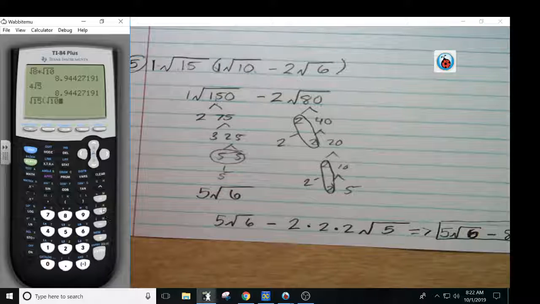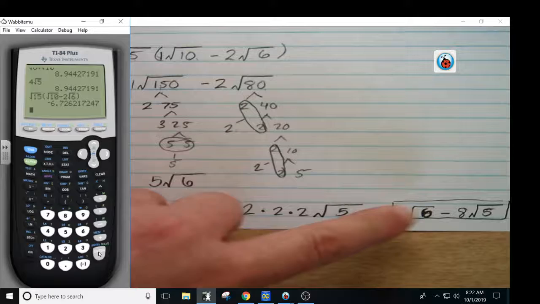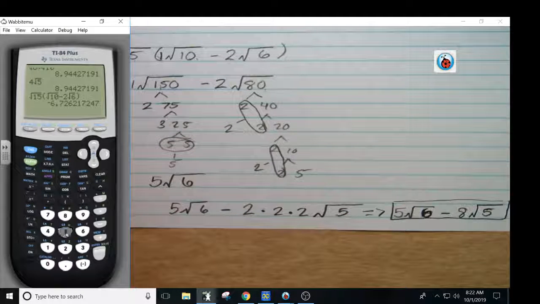So minus 2 square root of 6. All right, so I put that in there just like I see it. Press enter. That gives me negative 6.72. Okay. Now, I'm going to put my answer in there just like I see it. Don't do that. Make sure you come out underneath the radical. Minus 8 square root of 5.